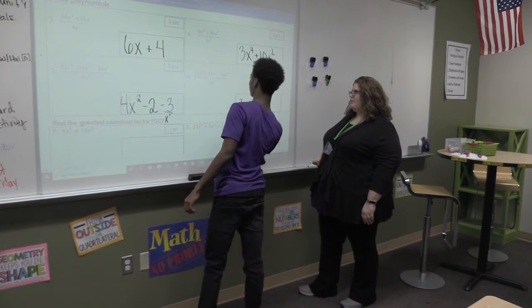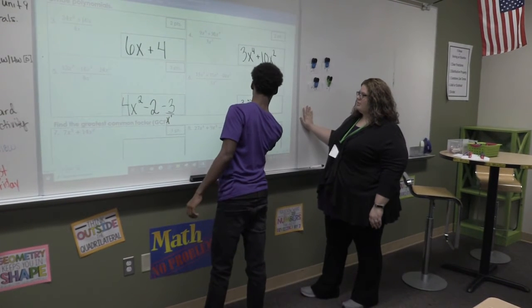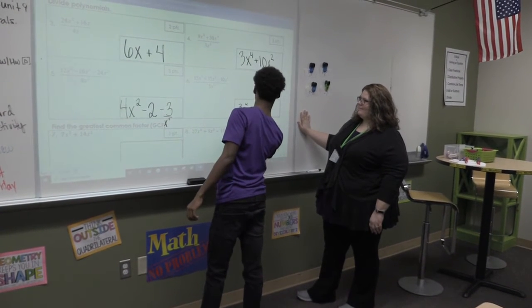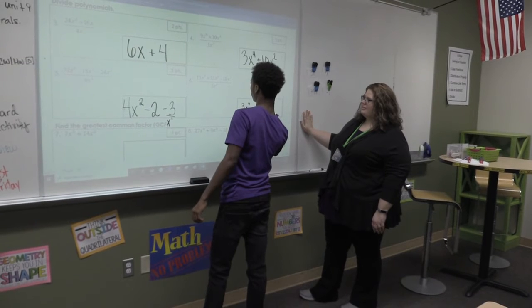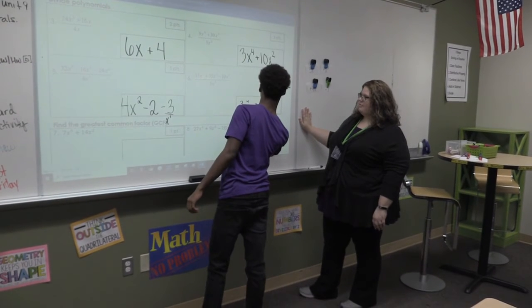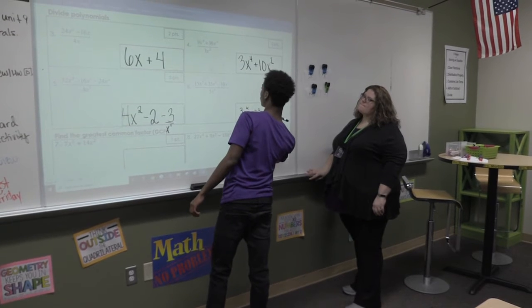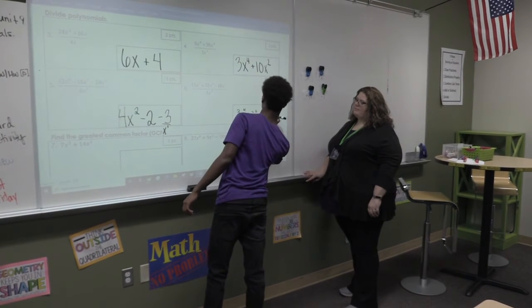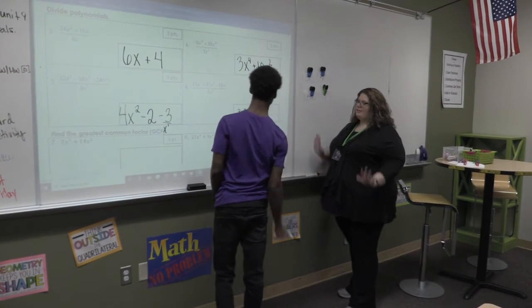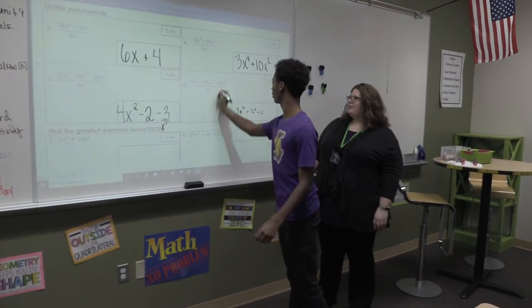Subtracting that equals 4x to the second power plus 7x to the second power. Subtract negative 2. No, it's no x. You subtract x. Yep. Good job. Did you guys get this?